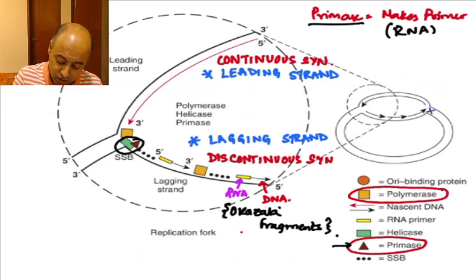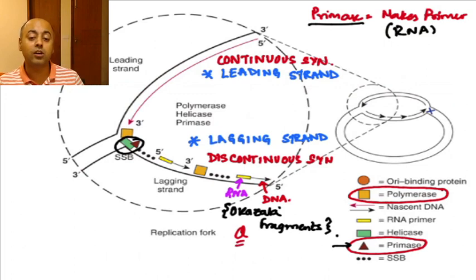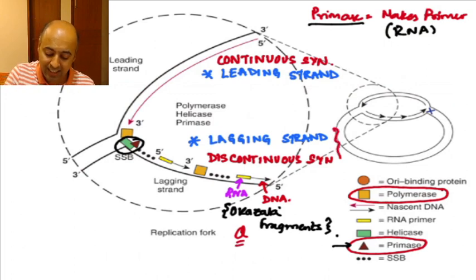Very, very important question. Very commonly asked. What do you remember here? Okazaki fragments will be found on the lagging strand where the discontinuous synthesis is there. In Okazaki fragments, we have both DNA and RNA. The very common question: Okazaki fragment is made up of? So here you have to remember the Okazaki fragment is made up of both DNA and RNA. Very, very commonly asked question.